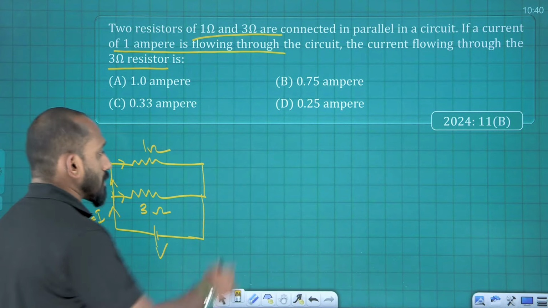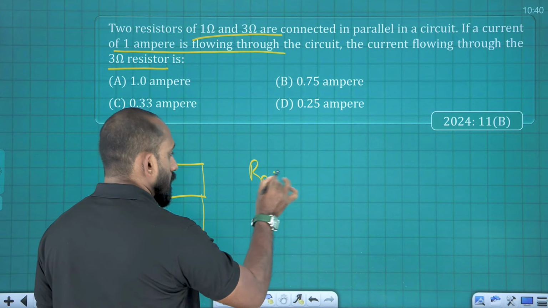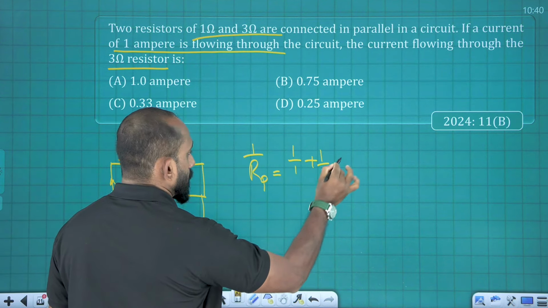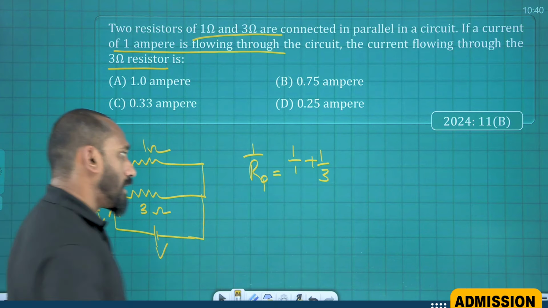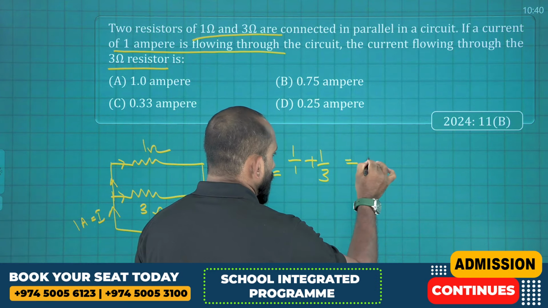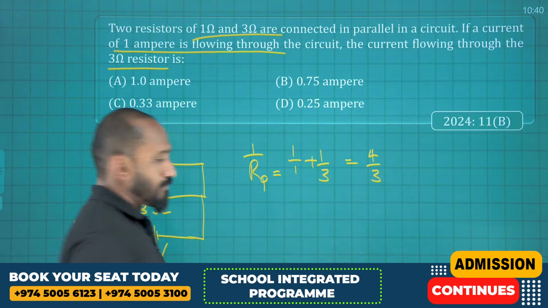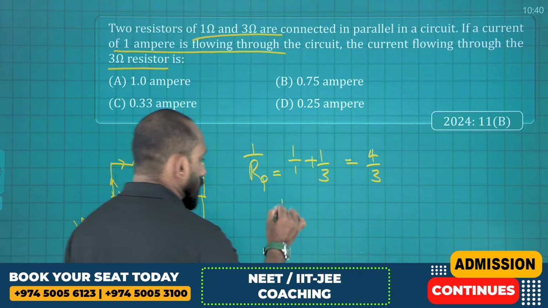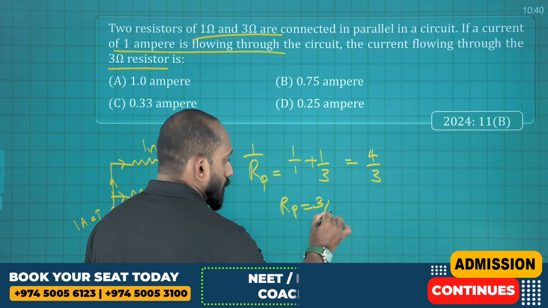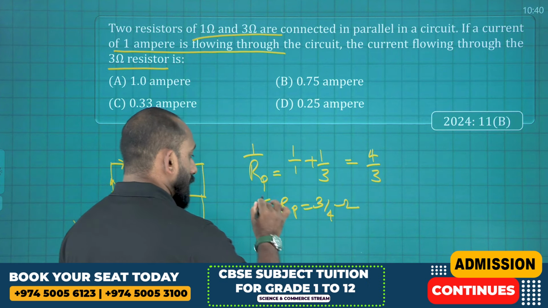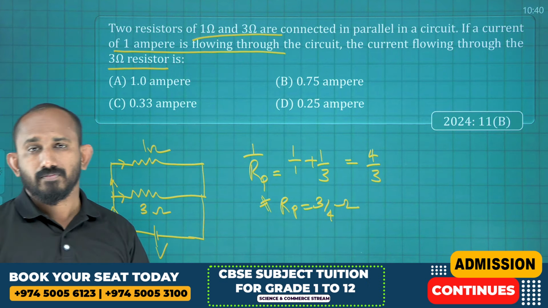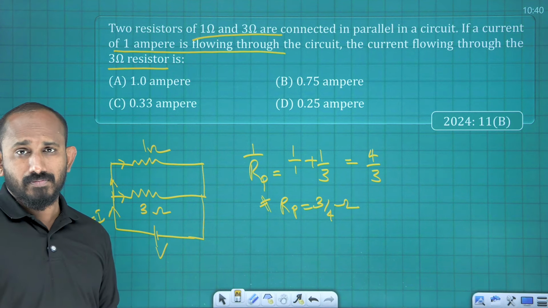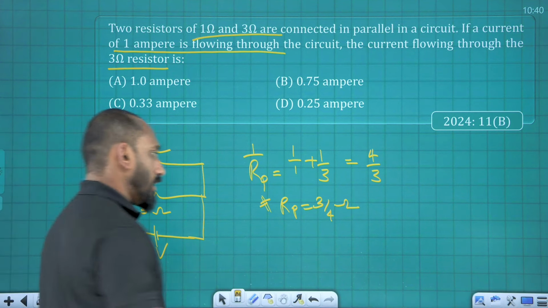So we can see the net resistance RP: 1 by RP will be 1 by 1 plus 1 by 3. So 1 by RP is 1 plus 1 by 3, that is 4 by 3. So RP is equal to 3 by 4 ohm. That is the net resistance. And net current is how much? 1 ampere. So net current is 1 ampere.